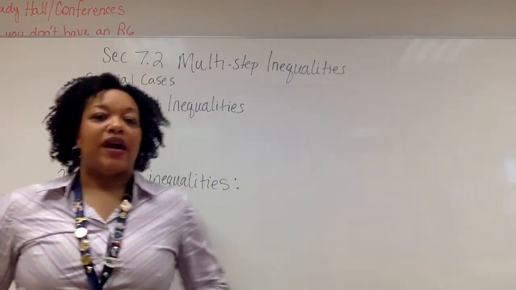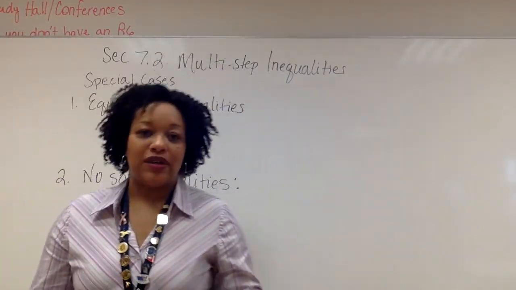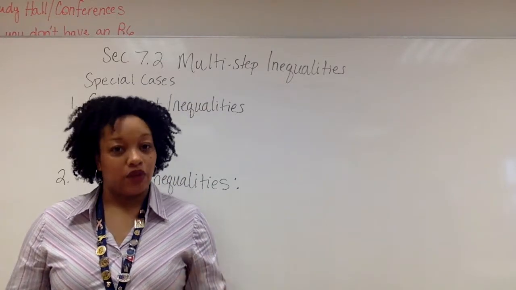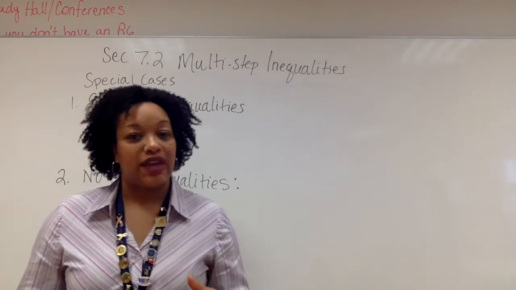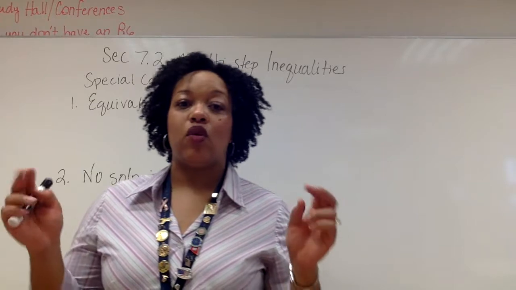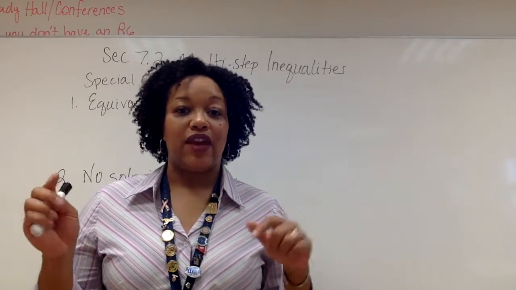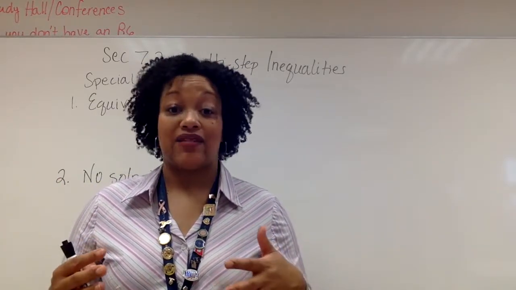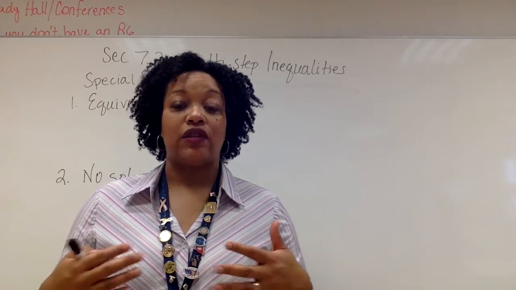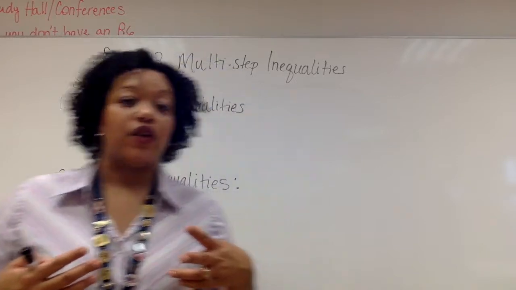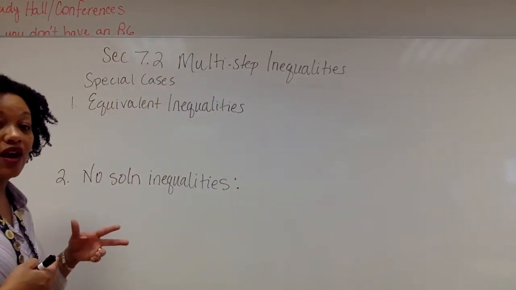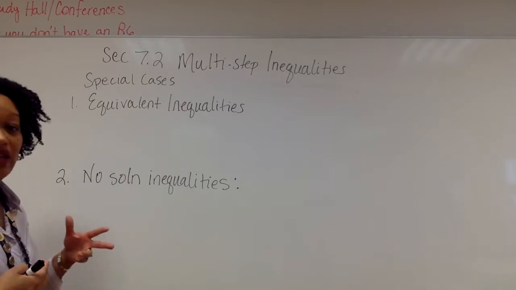All right, so let's talk a minute about our special cases because while you're busy solving inequalities, remembering your rule, there's also going to be some special cases that may come up. Now, they should be easy to recognize because one of the big warning signs is going to be that your variable is going to disappear. It's going to cancel out somehow. So when that variable cancels out, you're left with two options. Those options are either it's going to be an equivalent inequality or a no solution inequality.